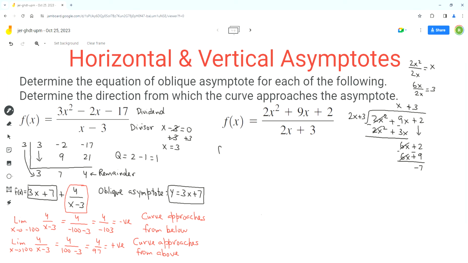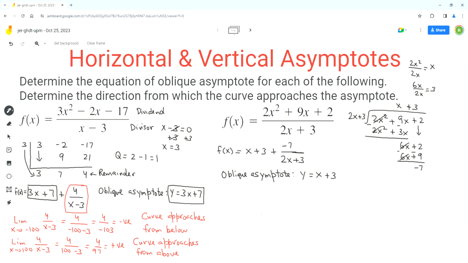So we can rewrite our function as f(x) equals the quotient x plus 3, and then plus negative 7 over 2x plus 3. So the equation of the oblique asymptote is y equals x plus 3. So this should be the final answer for part A.